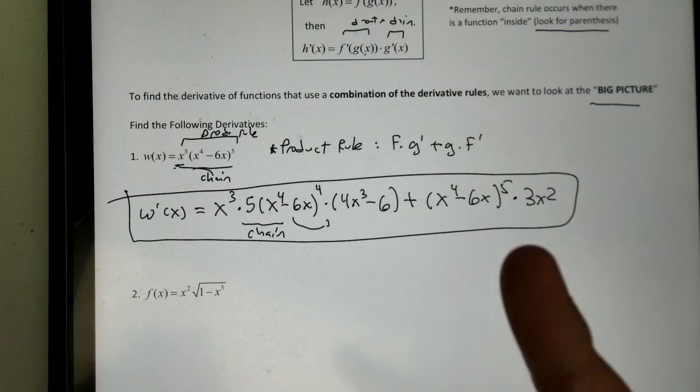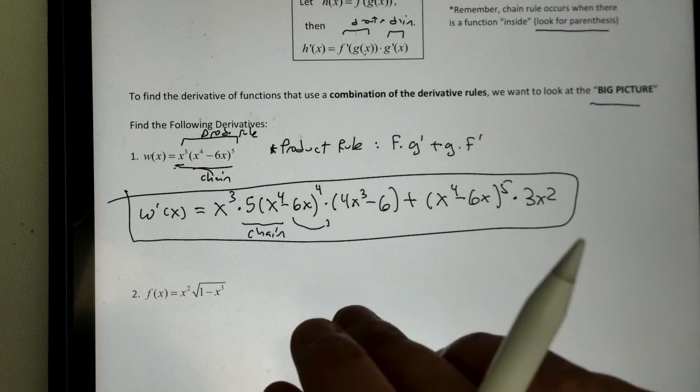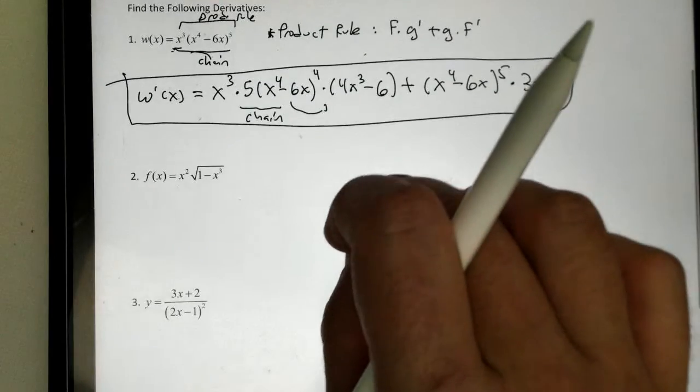These aren't going to look very nice, but we're not going to clean it up. Now, you can clean this up quite a bit, but don't do that. Just leave it alone. All right, so let's take a look at number 2.